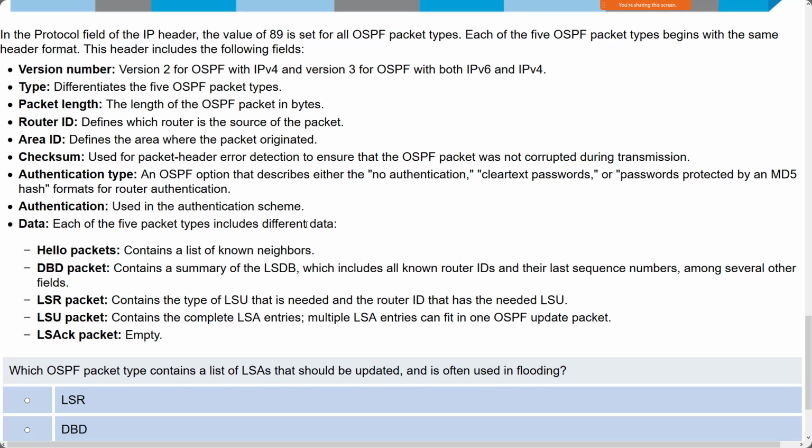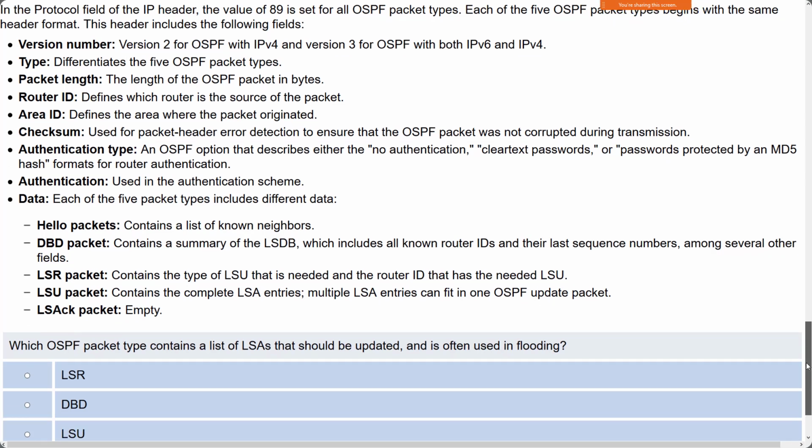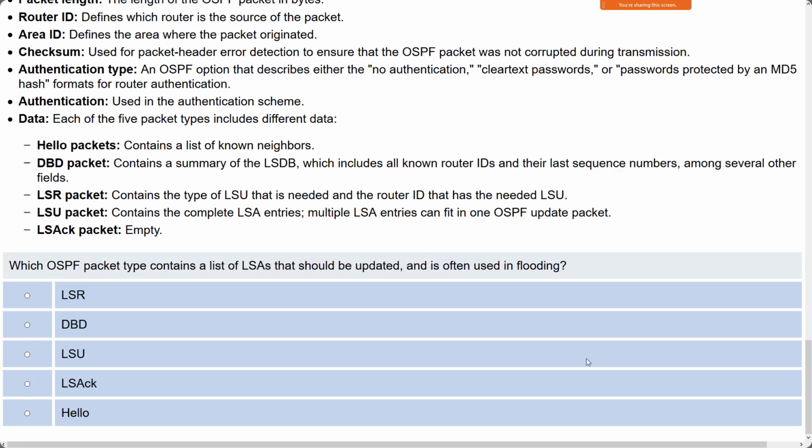Is it a hello packet? Is it a database descriptor? Is it a link state request? Is it a link state update? And so on. Okay. Which OSPF packet type contains a list of link state advertisements that should be updated and is often used in flooding? Which OSPF packet type contains a list of LSAs that should be updated and is often used in flooding?